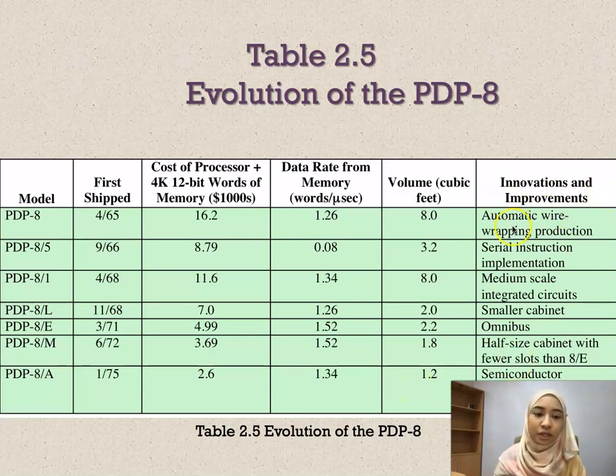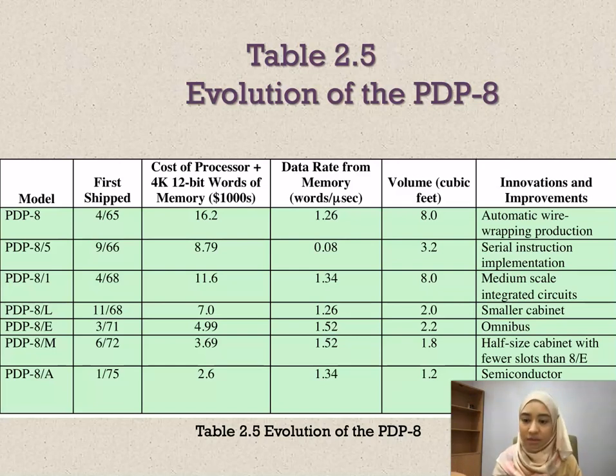And this was the innovation. First, it was automatic wire-wrapping production, serial instruction, medium-scale integrated, smaller cabinet, omnibus, half-size cabinet, and then lastly, the semiconductor memory and floating point processor. The semiconductor is still very much relevant up to this day. So with the introduction of the PDP-8, the DEC company came in second as the global computer manufacturer.